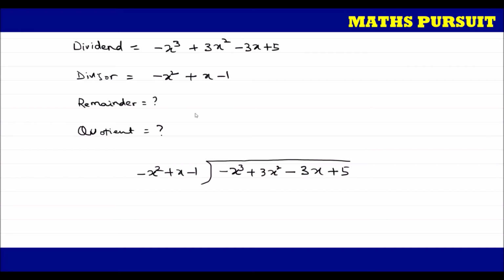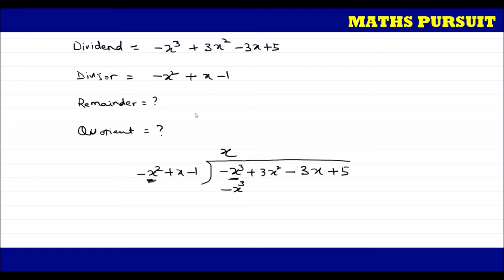Now you could see that in the dividend, the first term is minus x to the power 3, and the first term of the divisor is minus x to the power 2. So what do we need to multiply with minus x to the power 2 so that we get minus x to the power 3? If I multiply x with minus x to the power 2, I will get minus x to the power 3.